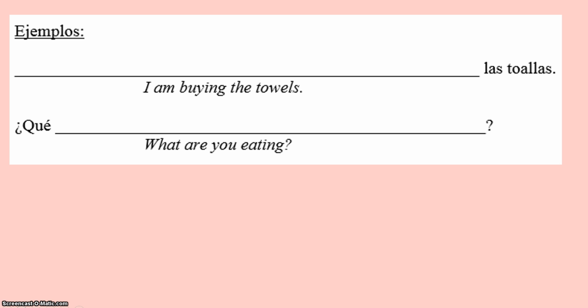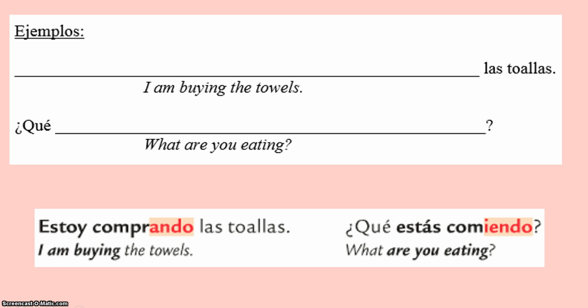And then, what are you eating? I know are you or you are is estás. And then I want to take comer, to eat, and I want to make it eating, which is going to be comiendo. Estoy comprando las toallas. ¿Qué estás comiendo? You can see I have a conjugated form of the verb estar, and I also have a present participle. Comprando has my ando ending, and comiendo has my yendo ending.